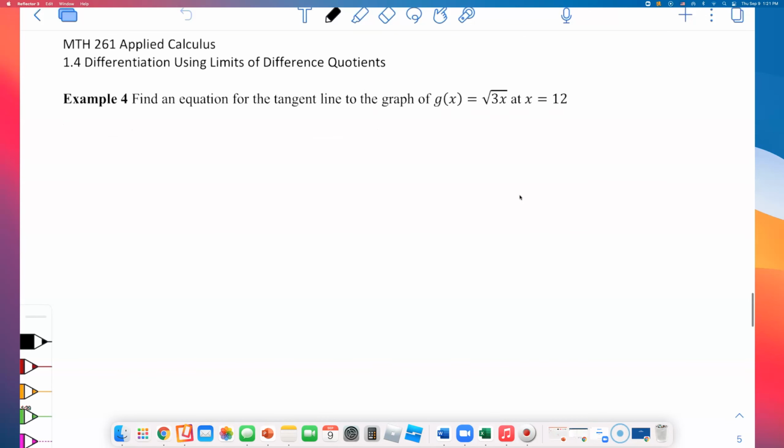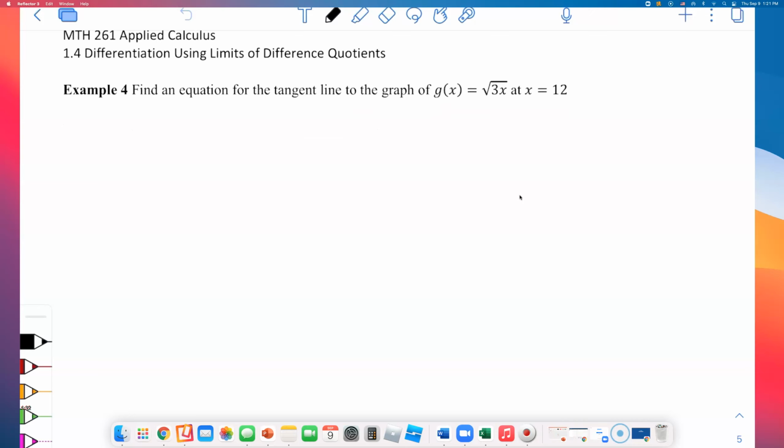Okay, so it says find an equation for the tangent line to the graph of g of x equals 3. Well, it's not 3x, it's square root of 3x. So I need to find, well, I'm going to go ahead and write down what I have first though. They gave us that the x value is 12. So I'm writing this because in order to find an equation of a line, equation of a tangent line, I need x, y, and the slope. That's why I wrote these 3 things on the left.